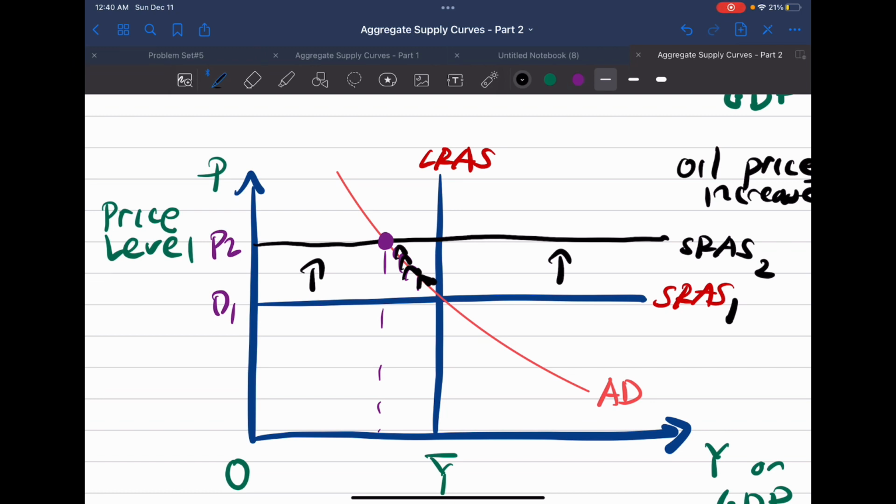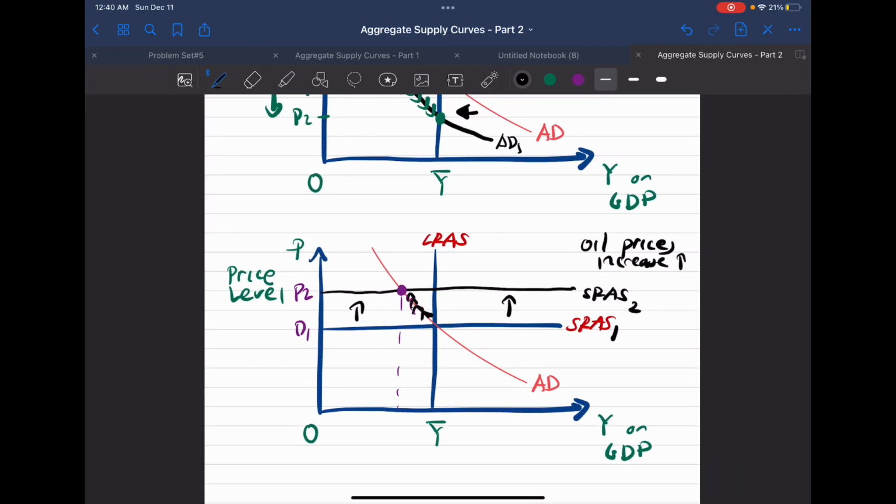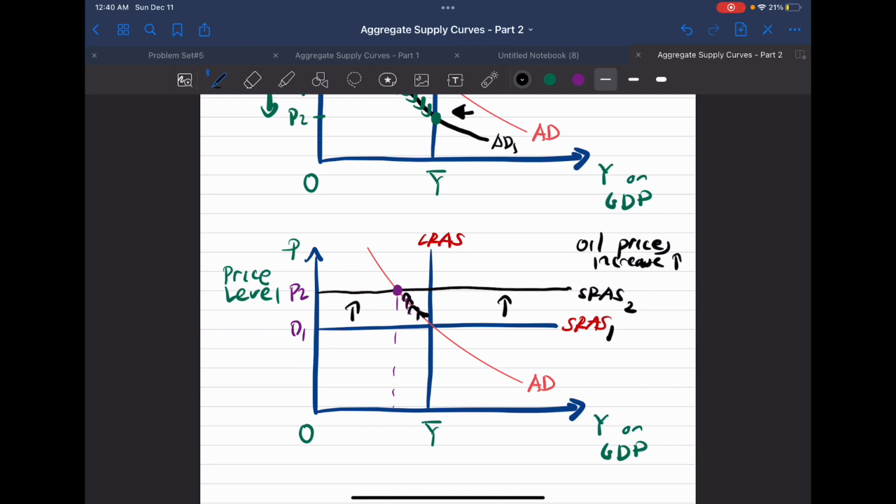That is a very important distinction to make, and I hope you now understand the combination of the short-run aggregate supply and the long-run aggregate supply, and analyzing demand shocks, an increase in aggregate demand, a reduction in aggregate demand, and also a supply shock.